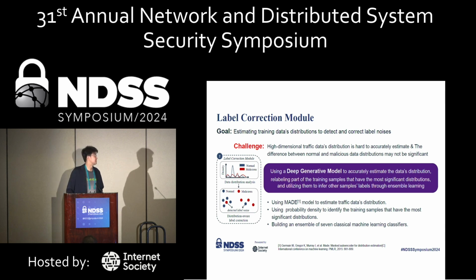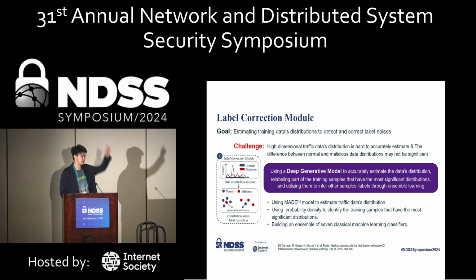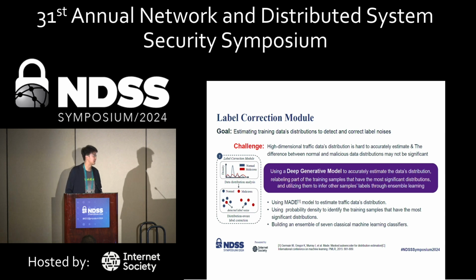It also faces two challenges. The first one is that high dimensional feature vectors distribution is hard to accurately estimate. And the second challenge is the difference between normal and malicious data. A part of normal and malicious data distribution may be not so significant to identify. That is the challenge I mentioned before in the samples around the vertical line.